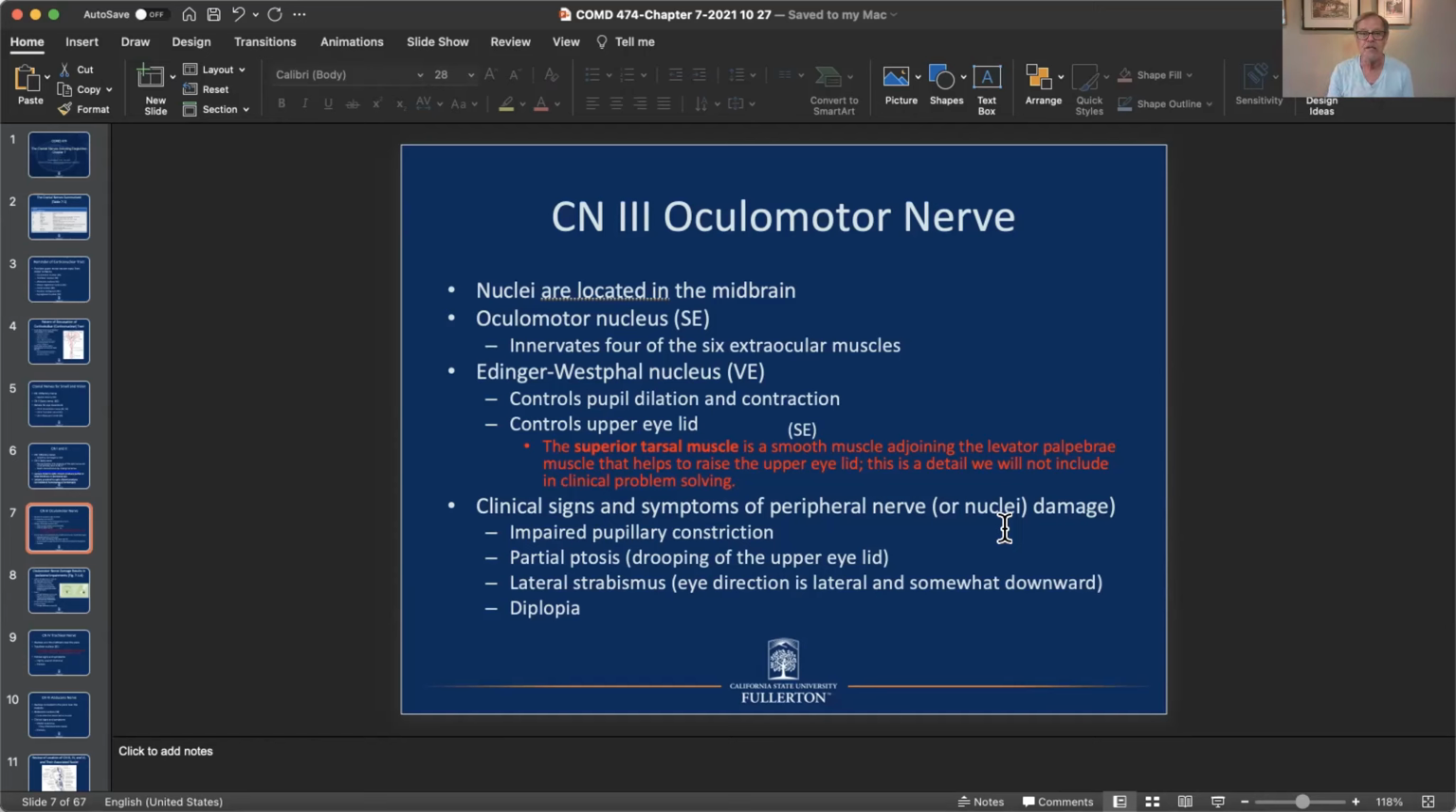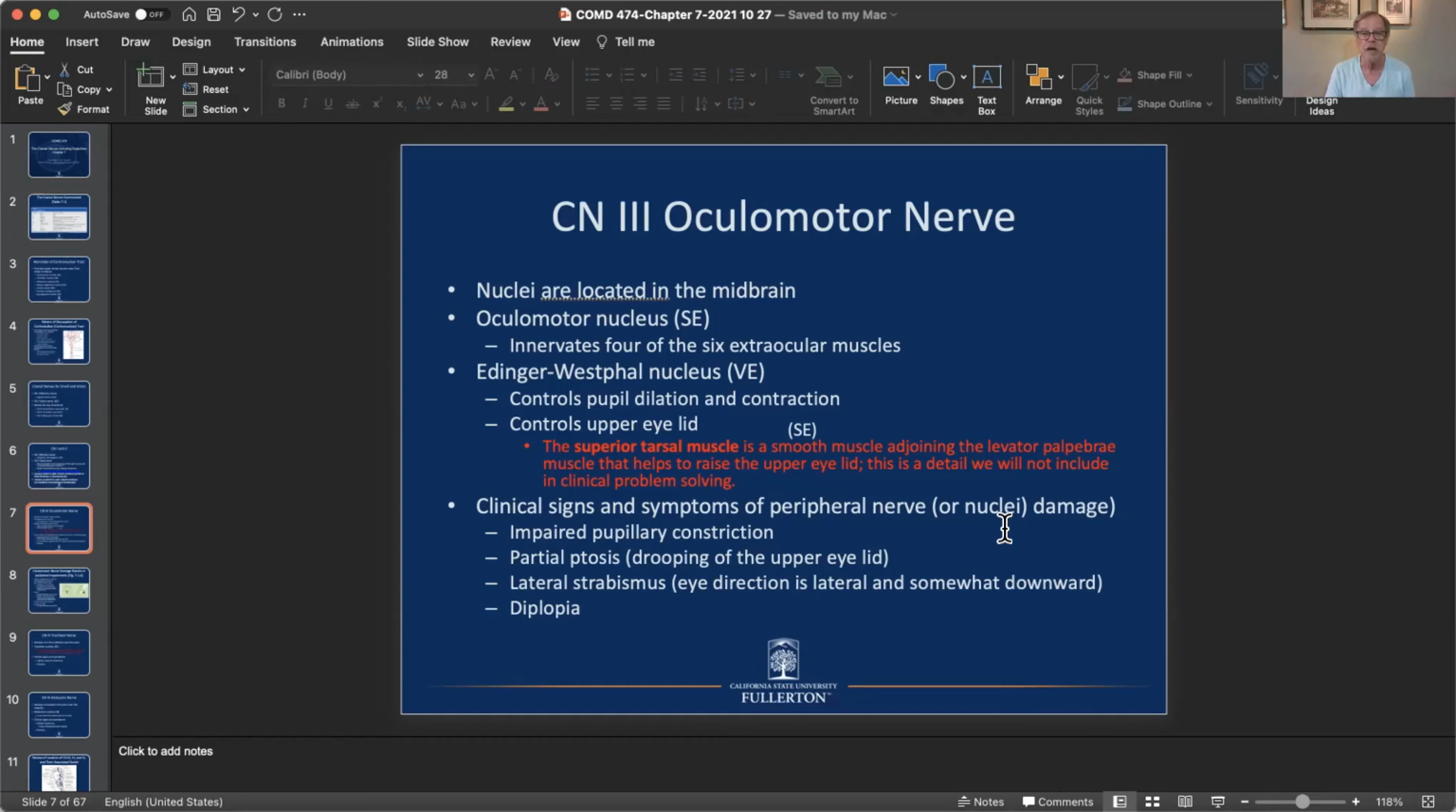I'm not holding you responsible for that information. It's a little bit far afield for us. I just want you to know some general information about these and be able to identify a problem with one of these nerves, but it's really not part of our diagnostic process. You will see patients who have problems in these areas.